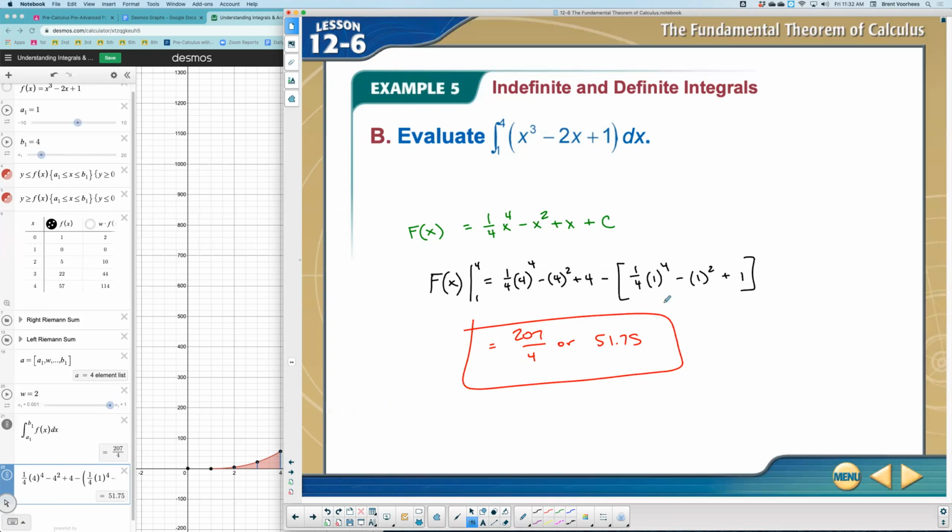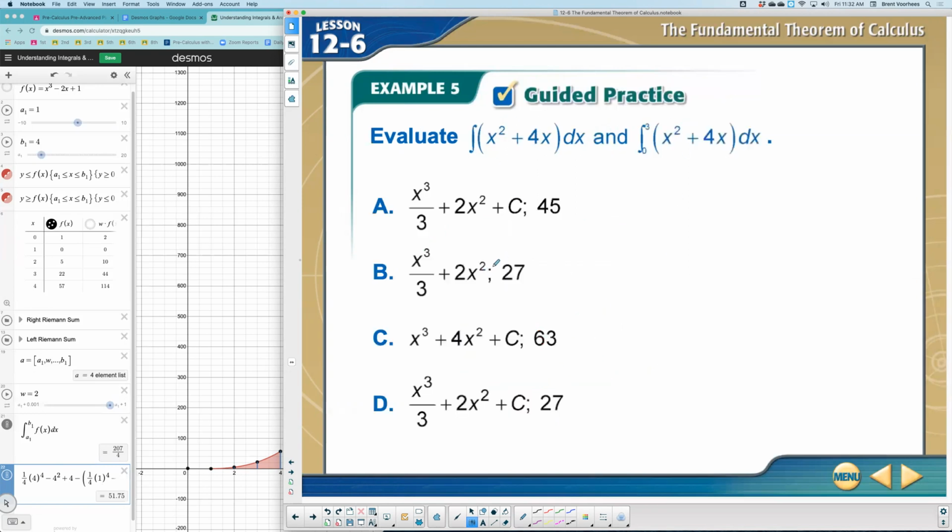That would be a definite integral. A definite is when you have an interval listed. So now I want you to solve for first the indefinite integral, and then the definite integral evaluated from 0 to 3. Pause the video if you need more time.